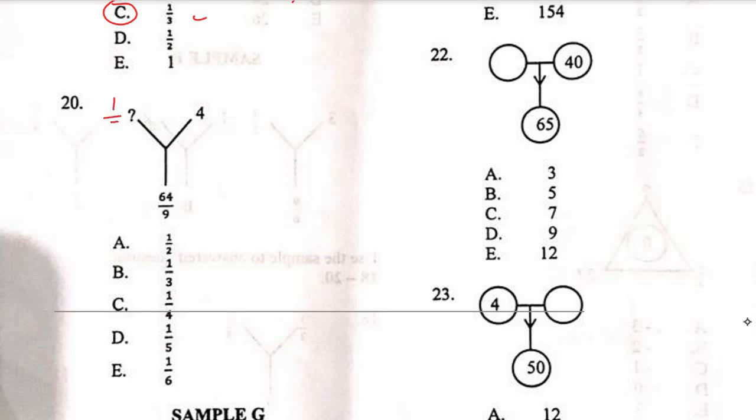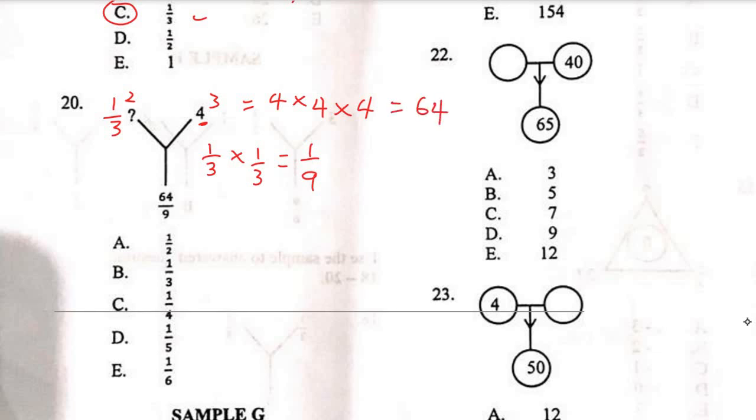The reason is that the square root of 1 out of 3 and the cube root of 4 will give me 64 over 9. Let's try it. 1 out of 3 squared means 1 out of 3 times 1 out of 3, which is 1 out of 9. Then the cube of 4 means 4 times 4 times 4, which will give us 64.